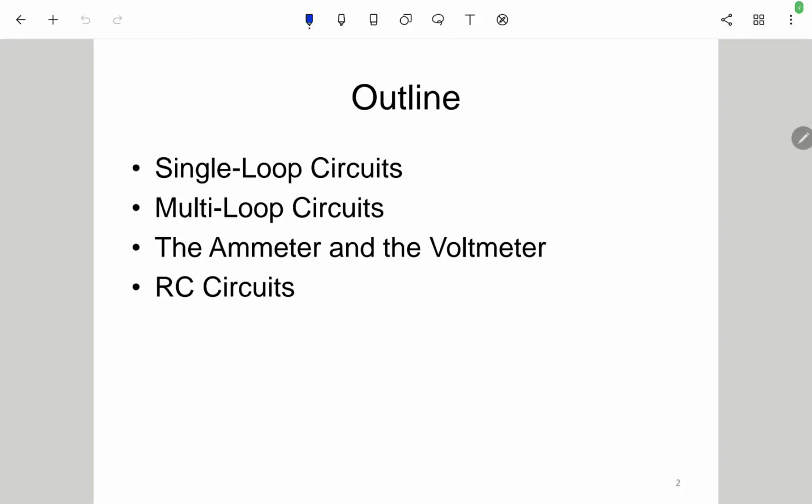This is the outline of chapter 27, about the circuit theory. The outline only includes 4 items. The first one is single loop circuits, and the second one is multi-loop circuits.